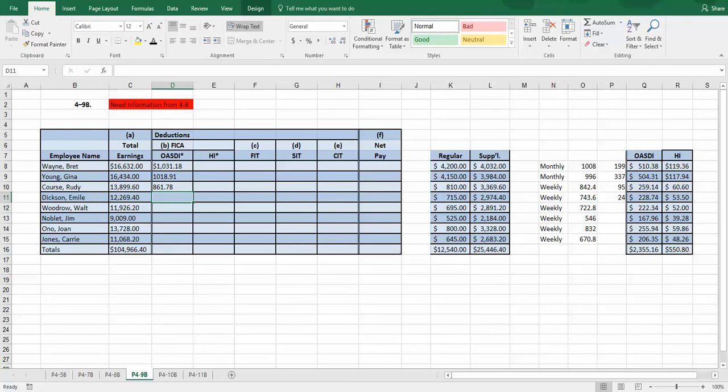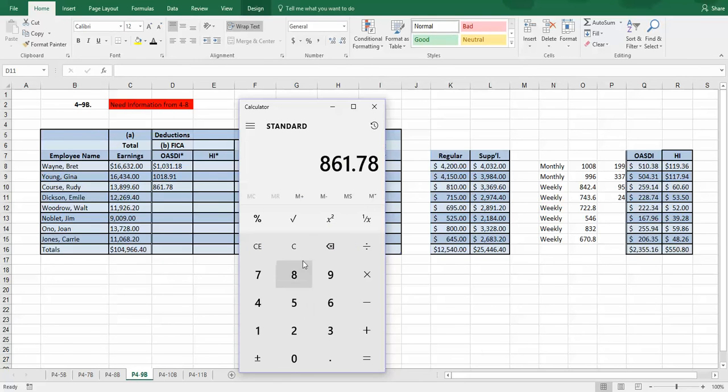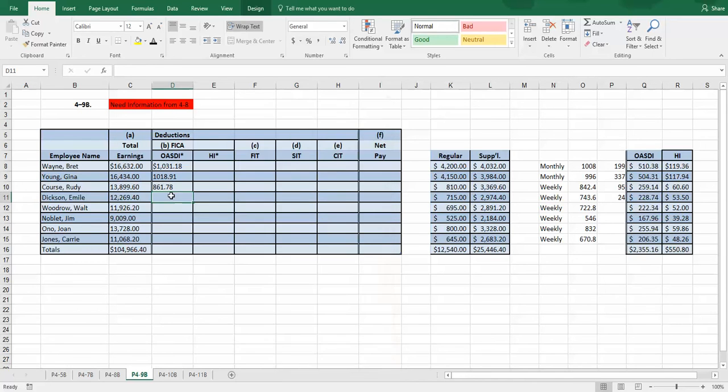Now let's do that again. So we have 715 times 6.2%. That's $44.33 times 12, which is $531.96. Add that to the $228.74 we've already calculated. So that's $760.70.